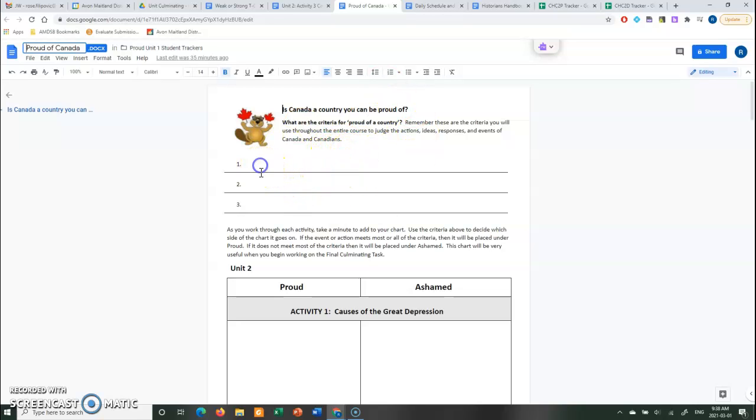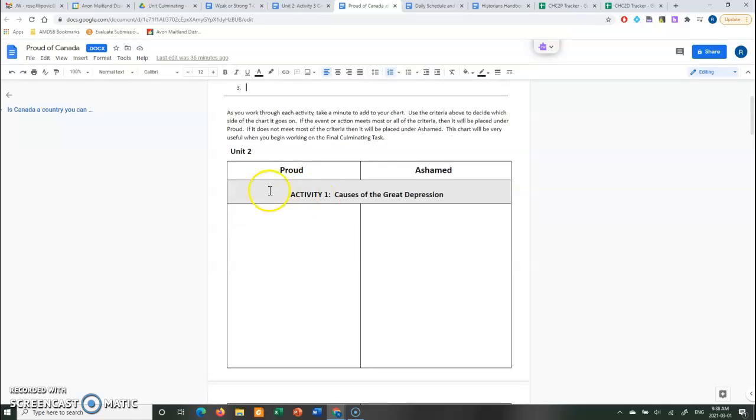And so we were supposed to set some criteria of what it means to be proud of a country, or some people have asked for an alteration so they know what their alterations are. But three things that would make you proud of a country. And then each time I ask you to come here, it's going to be titled.